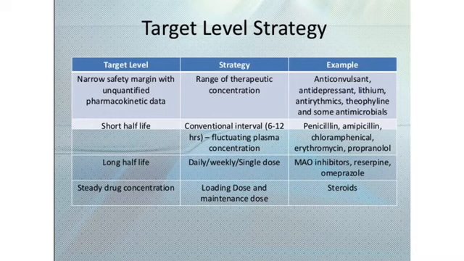For drugs with short half-lives, your strategy is a conventional interval of 6 to 12 hours, with fluctuating plasma concentration. Examples: penicillin, ampicillin, chloramphenicol, erythromycin, more antibiotics, and propranolol. How about drugs with a long half-life, such as the MAO inhibitors? These are CNS drugs. Reserpine, also for antihypertension, and omeprazole, a PPI or proton pump inhibitor used for gastric ulcers, peptic ulcer disease, acute gastritis. Okay? So, with a long half-life, your strategy can be to give daily, weekly, or as a single dose.